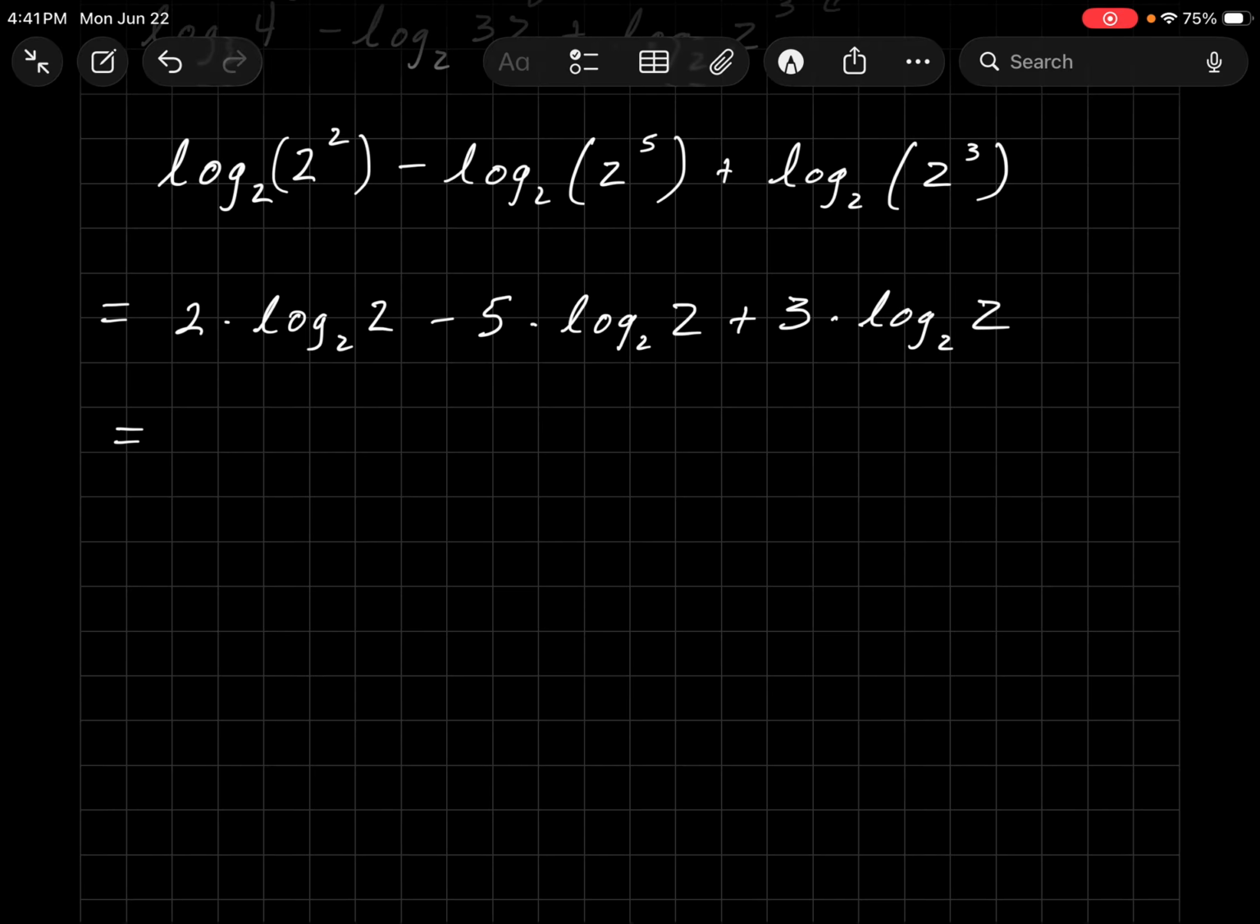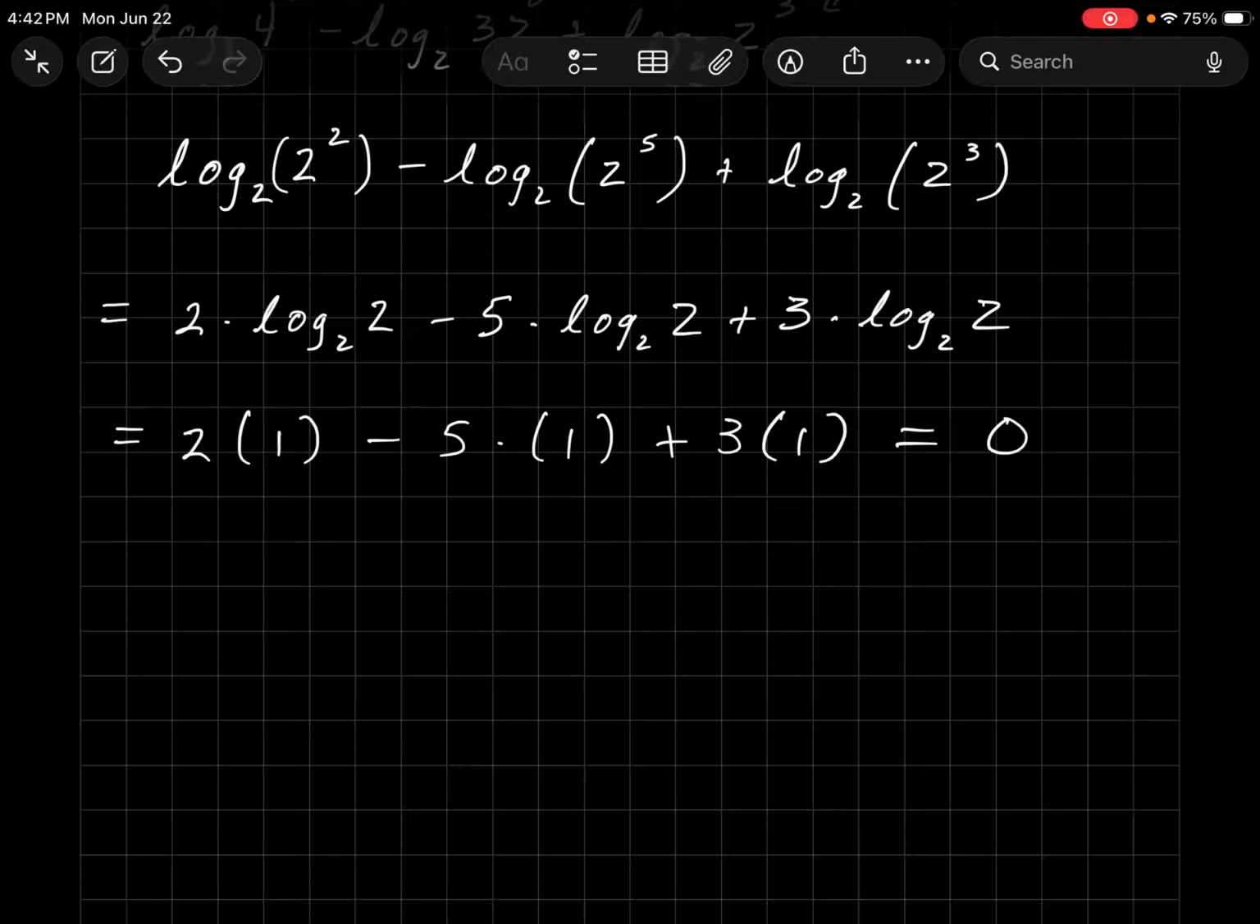Notice that I have 2 times the log base 2 of 2, which is 1, minus 5 times the log base 2 of 2, plus 3 times the log base 2 of 2, which equals, in total, 2 minus 5 plus 3, which is 0. So as I said, I could have handled my simplification in a different way. In fact, let's do it in a different way down here.